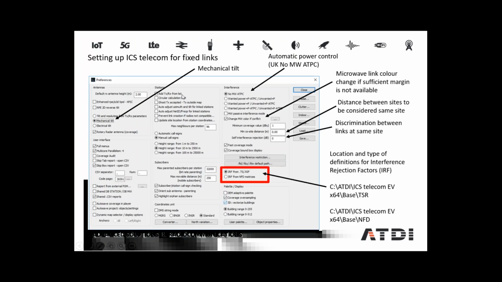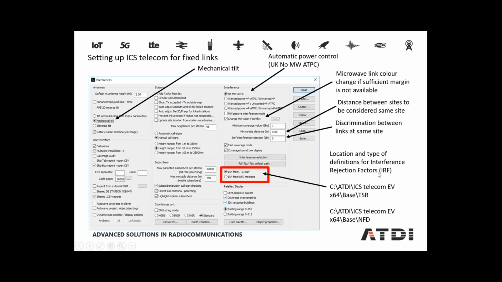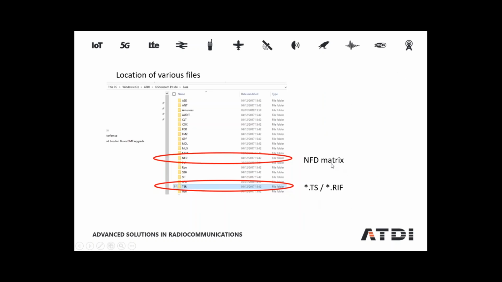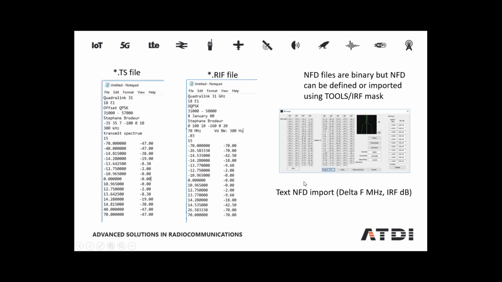So we've gone through this mechanical tilt, automatic power control, colors, distance between sites, and the locations. And there are the locations. So you'll get a copy of this presentation from Sarah after the event. So if you need to look this up, you can use this to look it up, and it shows where these locations are. And so what does a TS and RIF file look like?